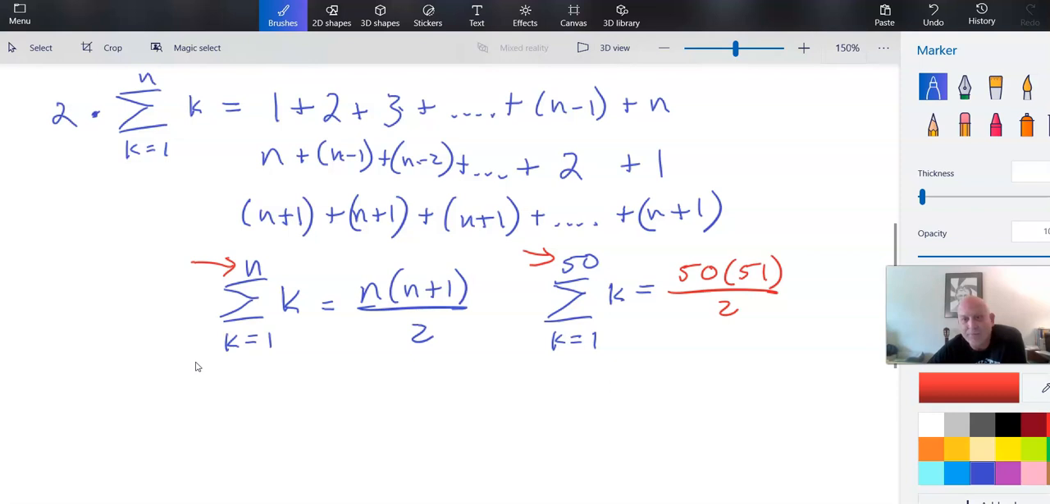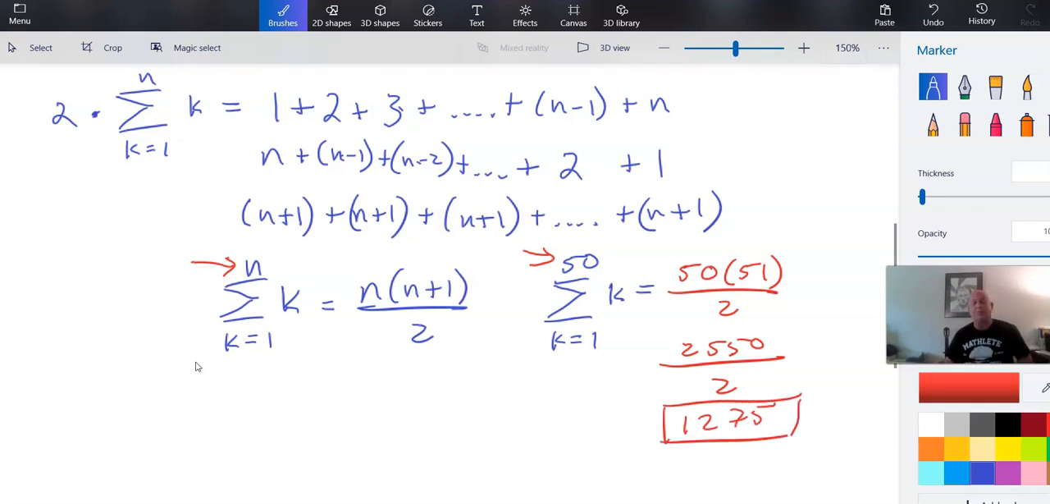Right? That's kind of fun. Well, that's not too bad. 50 times 51, so that's, was it 2,550? Let's make sure. 2,550. So this is 2,550 divided by 2, and that gives you 1,275. And so that's a whole lot easier than plugging it into your calculator, adding one thing at a time as we go, right?